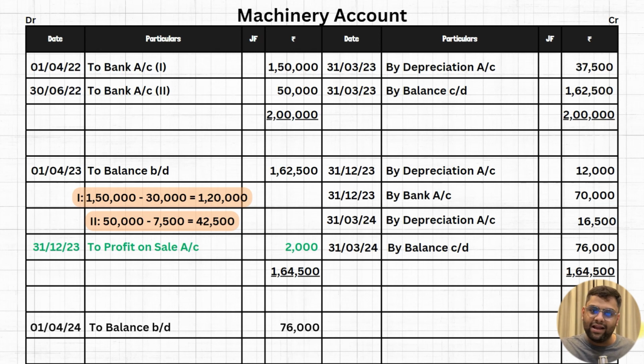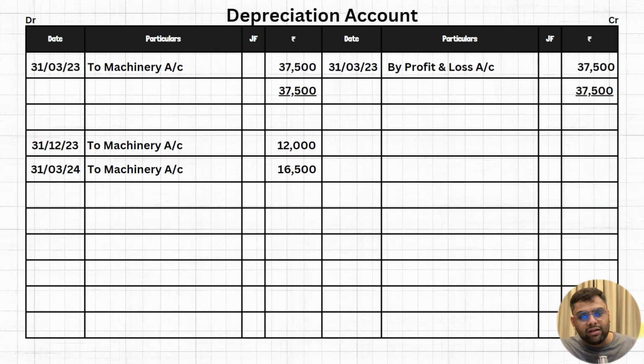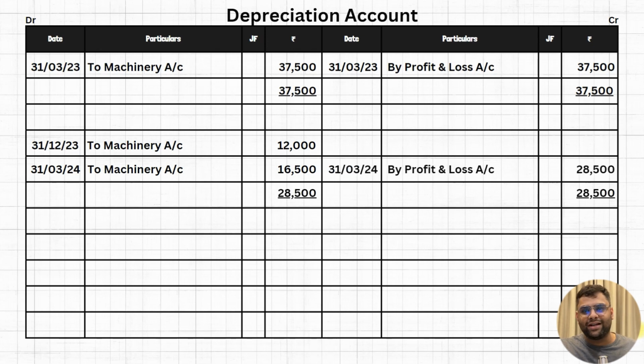year. Then let's go to the depreciation account. The heavier total is 28,500 and 28,500 worth of expense is taken to the profit and loss account at the end of the year.